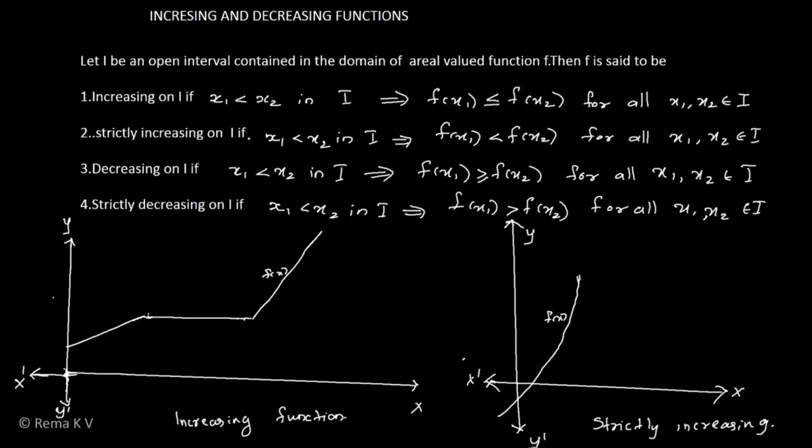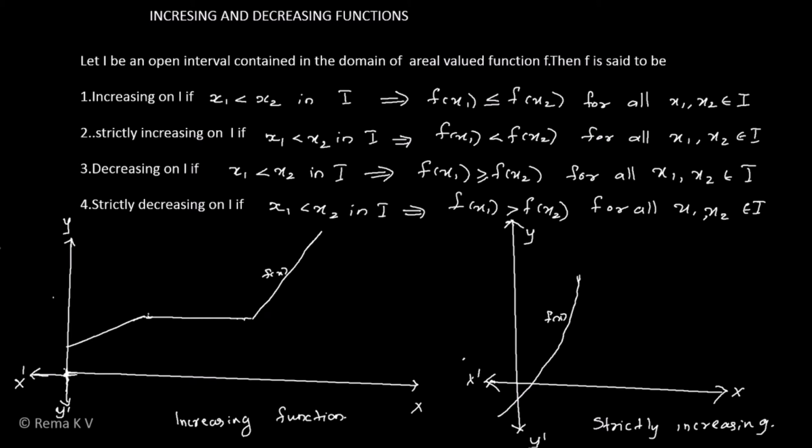Strictly increasing on I if x1 less than x2 in I implies f of x1 less than f of x2 for all x1, x2 belongs to I. Now the third one is f is decreasing on I if x1 less than x2 in I implies f of x1 is greater than or equal to f of x2 for all x1, x2 belongs to I. And the fourth one is strictly decreasing on I if x1 less than x2 in I implies f of x1 greater than f of x2 for all x1, x2 belongs to I.